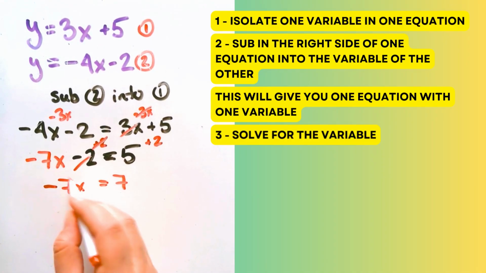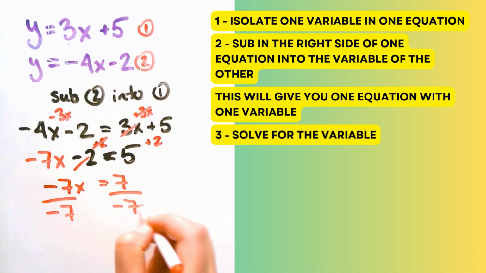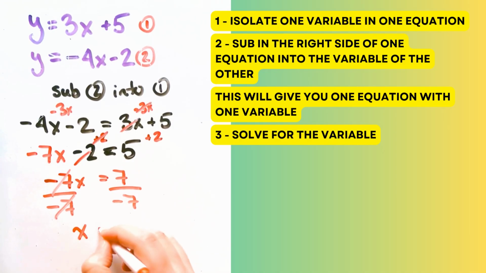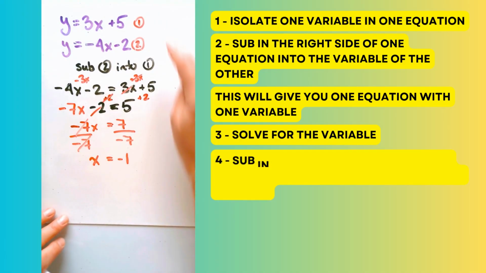Divide both sides by the coefficient in front. So divide both sides by negative 7. This crosses out. And 7 divided by negative 7 gives me x equals negative 1. Now, a lot of people get excited because they think, okay, great, I'm done. I found my x. And you actually still need to find the y value.